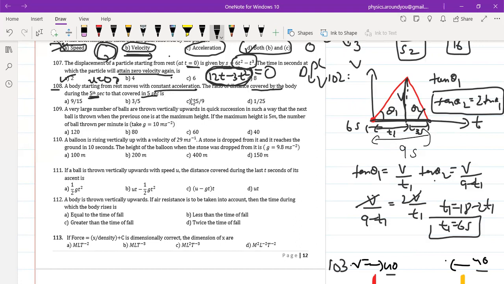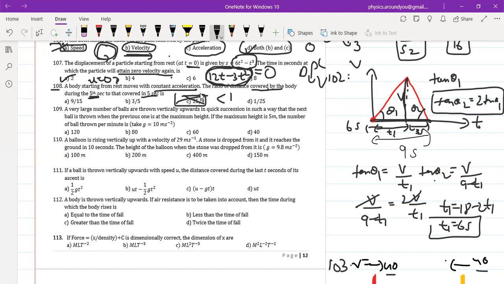Can I do it easily also? Well, I can. First of all, I can eliminate option C totally, because distance covered by the body in the fifth second will always be lesser than distance covered by the body in 5 seconds. So the ratio should be less than 1. But here 25 by 9 is greater than 1.